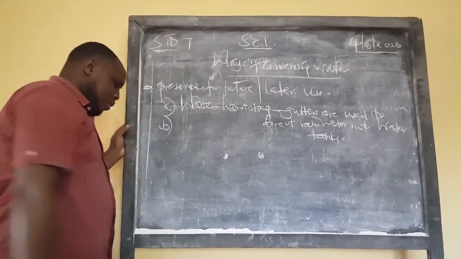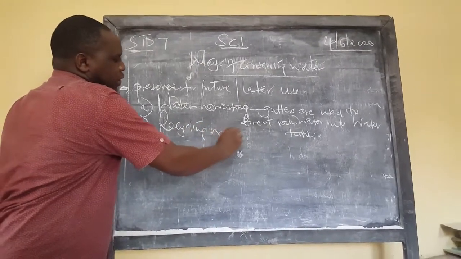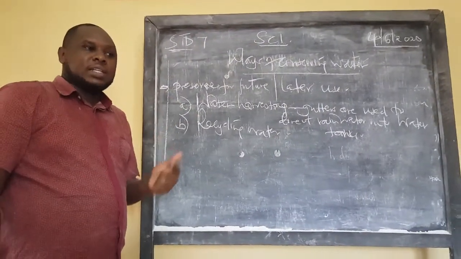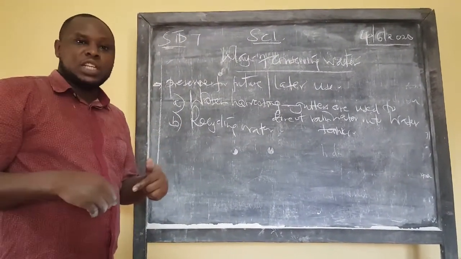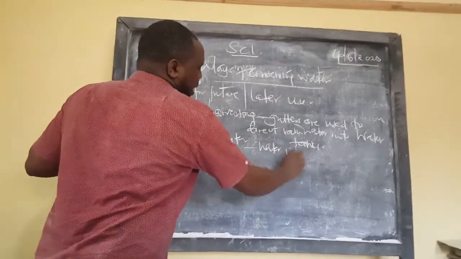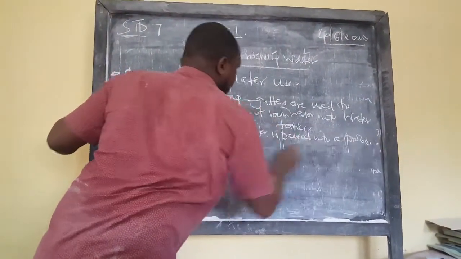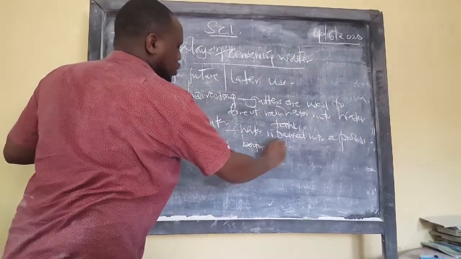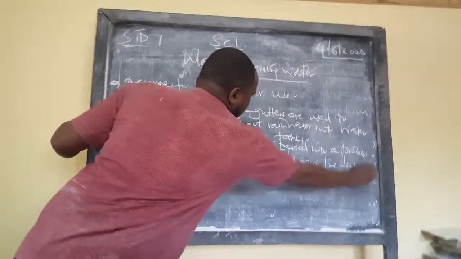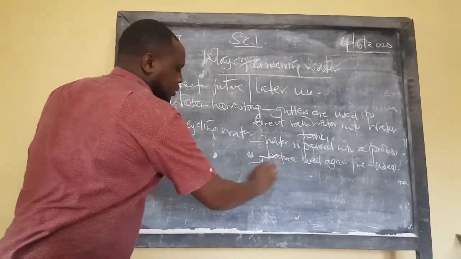Number two, we have what we call recycling water. Now I want to explain the word recycling. Recycling in this case means we treat this water that is not safe for human consumption to become safe, to become harmless. So water is passed into a process before it is reused. So recycling means water must be treated. Treatment of water.